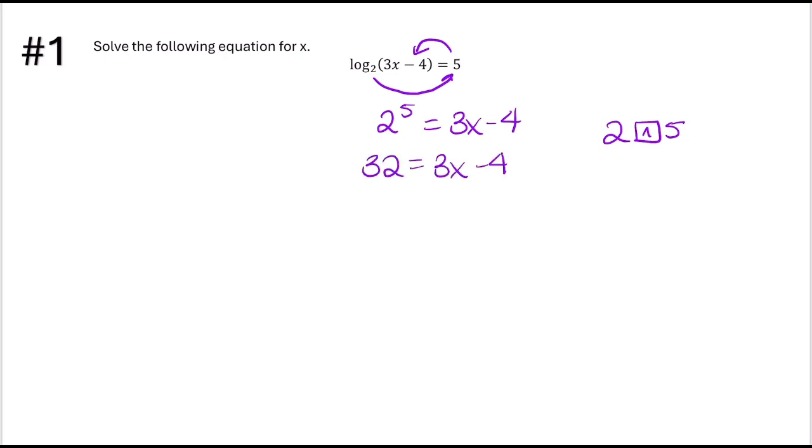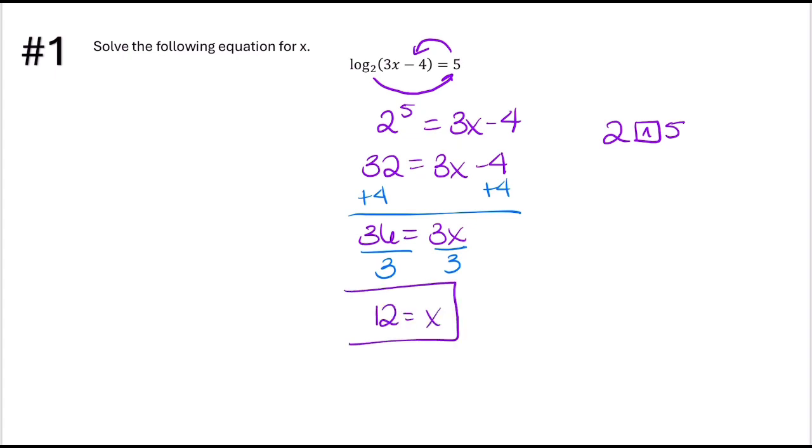Now we just need to work on solving for x. We're going to add 4 to both sides, and after we add 4, we get 36 equals 3x. Once we have 36 equals 3x, we divide both sides by 3, and so we have 12 equals x. That is now our final answer.